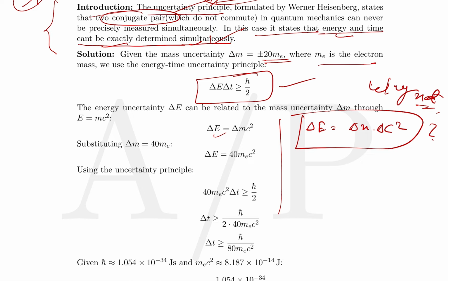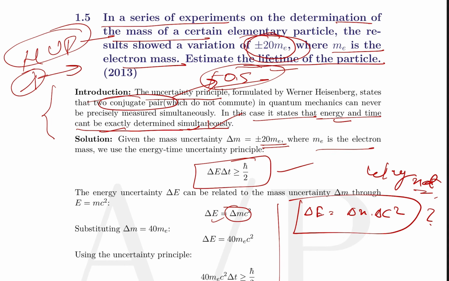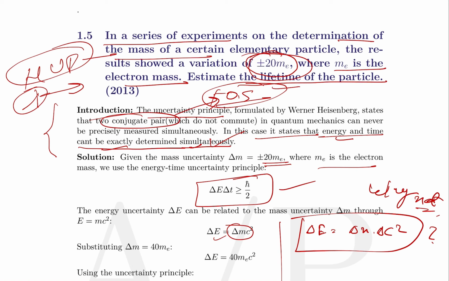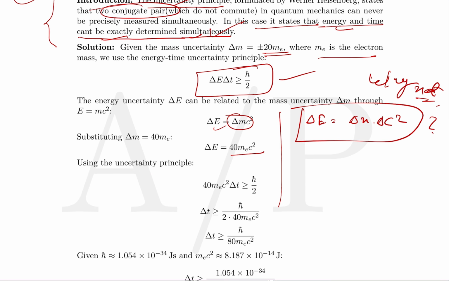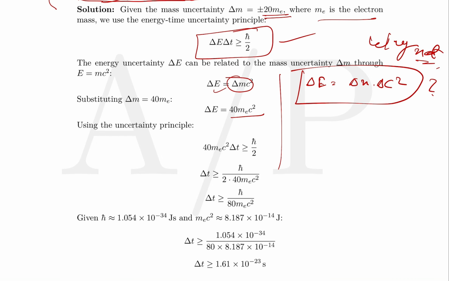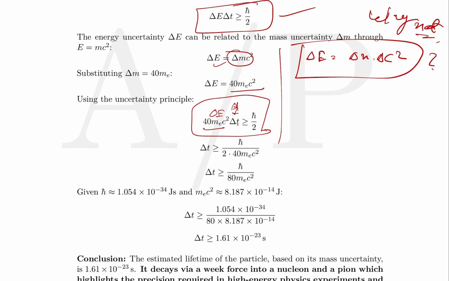Substitute. So we'll substitute the value of ΔM from the question. Now see, here is a variation of plus minus 20 mₑ. So what is the total change in mass? The total change in the value of mass is 40. So we'll write 40 mₑ into c². Okay, so using the uncertainty principle, 40 mₑc², that is ΔE, into ΔT is greater than or equal to ħ/2. So from here we get ΔT as ħ over 2 into 40 mₑc².